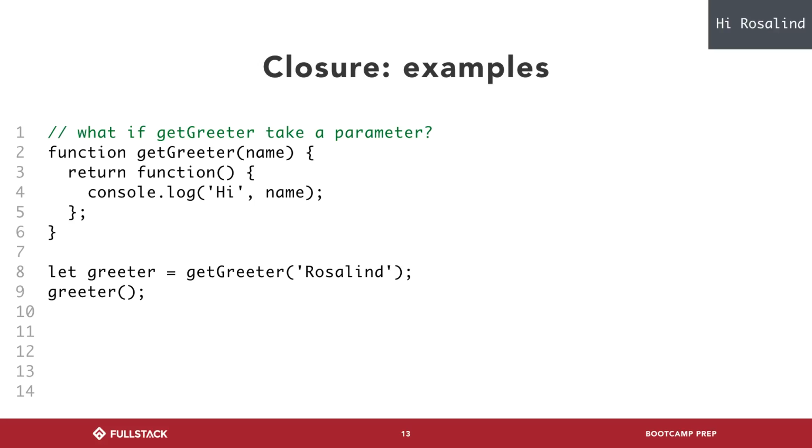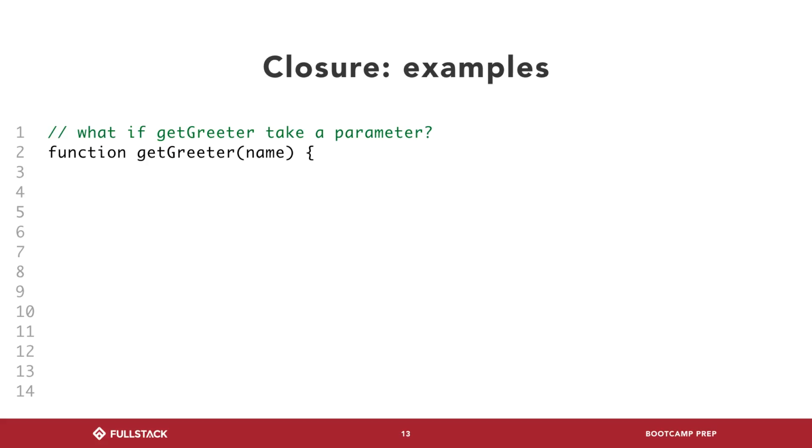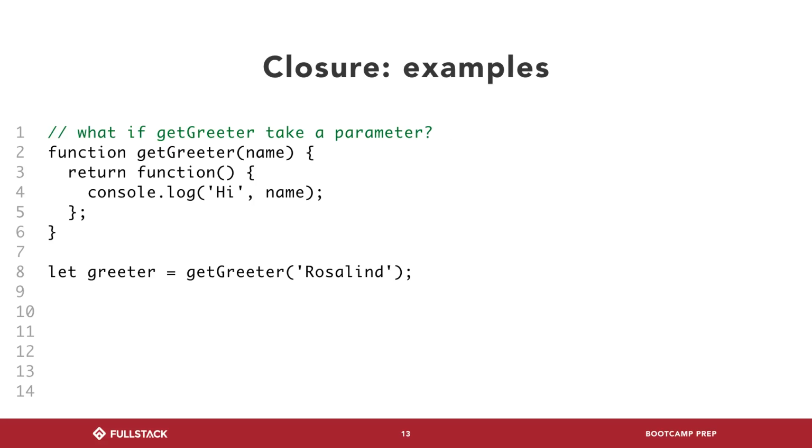So once we create this function between lines 3 and 5, it has access to everything inside the getGreeter scope, which includes all of the function's parameters, because they are also just variables that are part of the function scope. So now you can just call greeter whenever you want to say hi to somebody. Yep, you can call hi Rosalind.